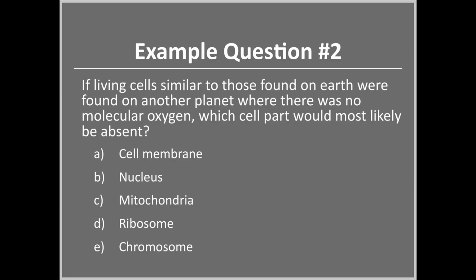Let's answer the second example question now. If living cells similar to those found on Earth were found on another planet where there was no molecular oxygen, which cell part would most likely be absent? A, cell membrane, B, nucleus, C, mitochondria, D, ribosome, or E, chromosome. Use the online system to provide your answer to the question. Pause the video now while you answer the question.